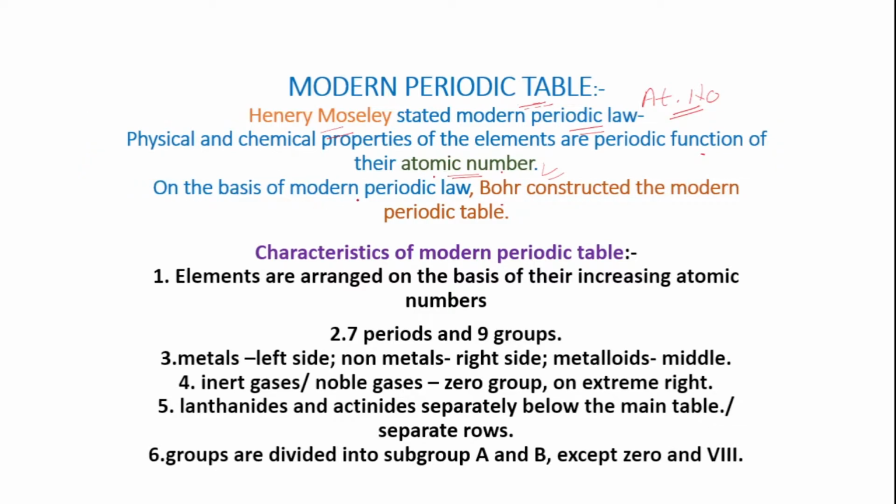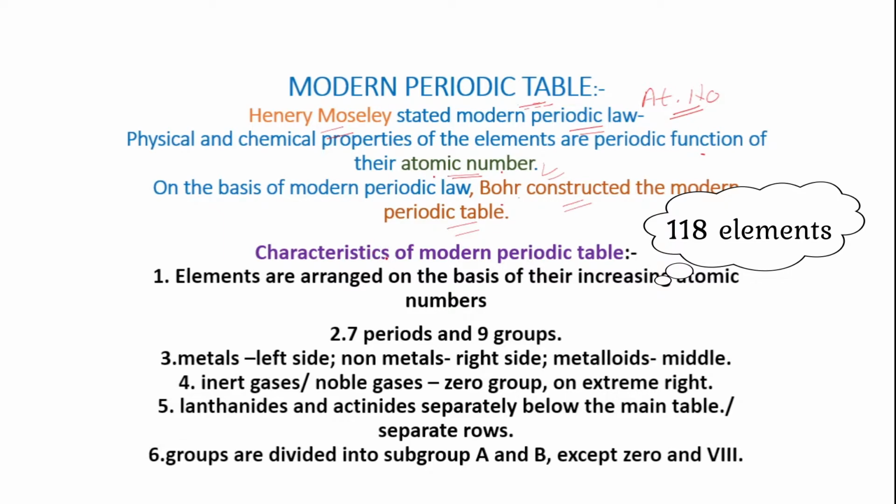On the basis of this modern periodic law, this statement given by Henry Moseley, Bohr, another scientist, made the modern periodic table or long form of periodic table. This modern periodic table is considered as the most appropriate classification of elements so far, and there are in total 118 elements in it now.